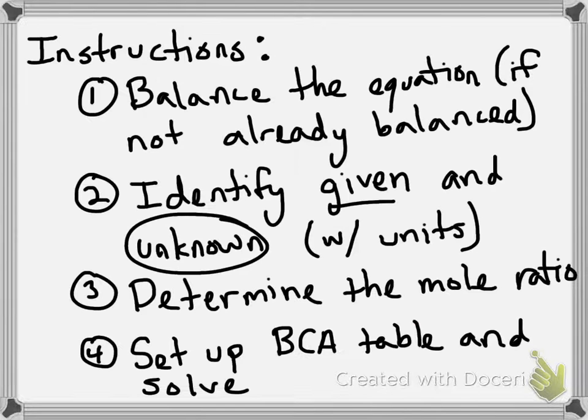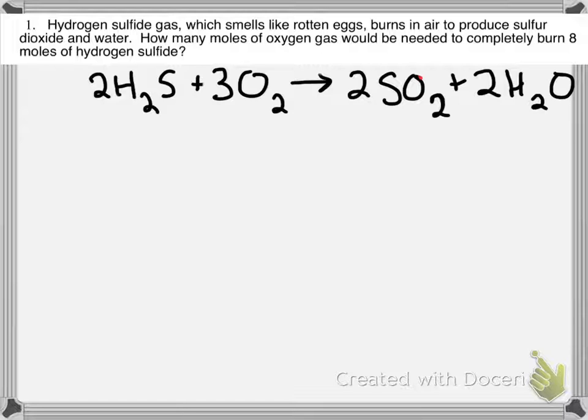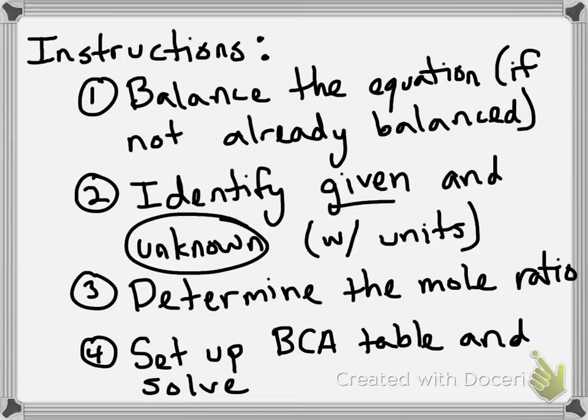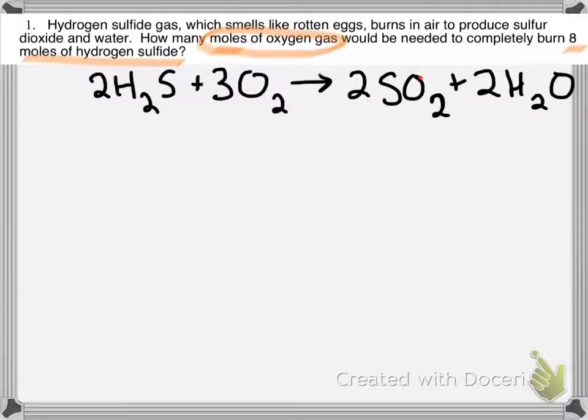So now I'm on to step 2. Identify the given and the unknown with their units. How many moles of oxygen gas, so that's my unknown, moles of oxygen gas, would be needed to completely burn 8 moles of hydrogen sulfide? That's my given. So now I need to determine the mole ratio. When I'm looking at oxygen gas versus hydrogen sulfide, my mole ratio is 2 to 3. For every 2 moles of hydrogen sulfide, I need 3 moles of oxygen gas.